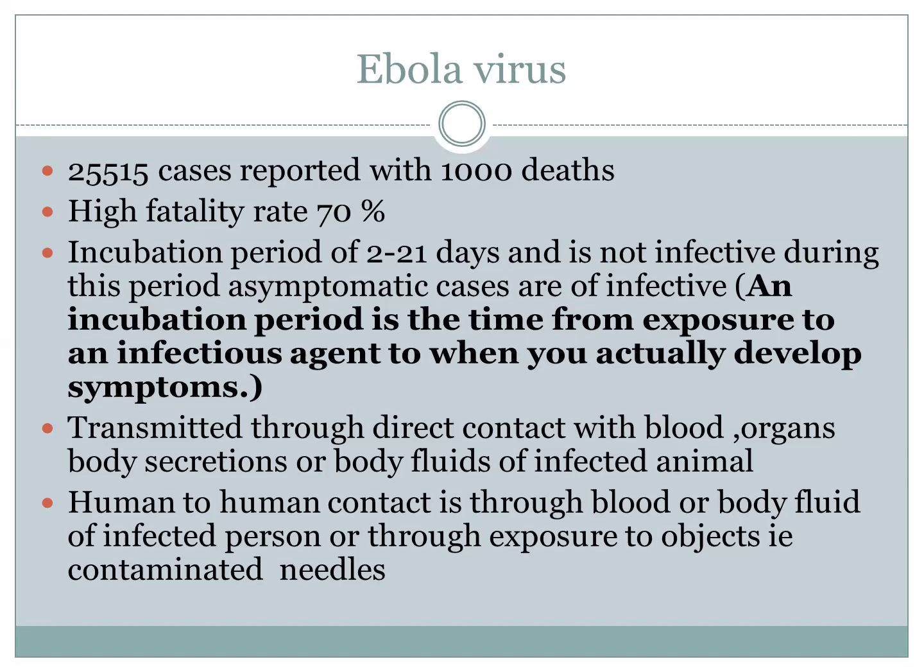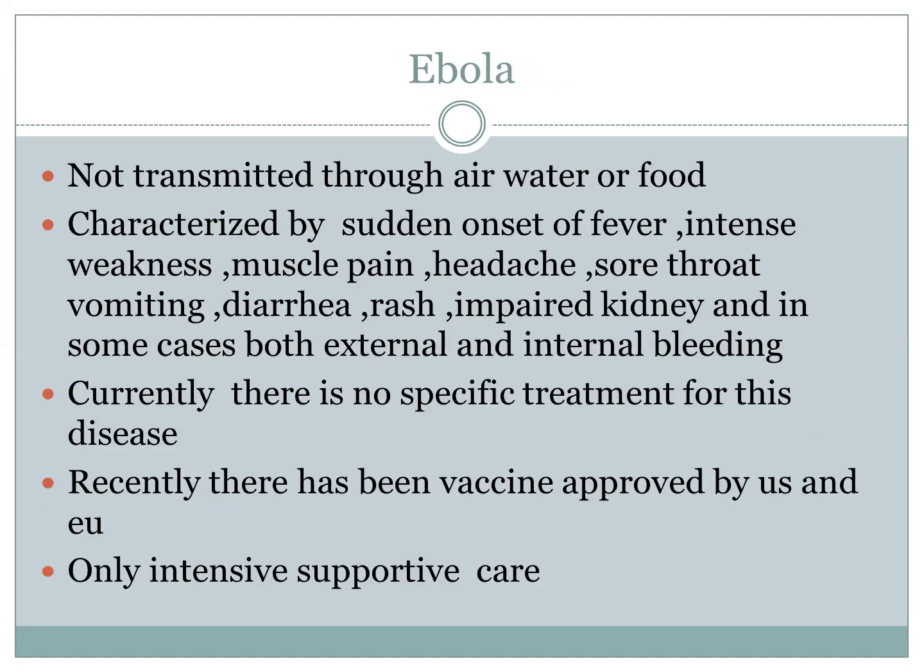It is transmitted through direct contact with blood, organs, secretions, or bodily fluids of infected animals. Human to human contact is through bodily fluid, blood of an infected person, or through exposure to objects such as contaminated needles. It is not transmitted through air, water, or food. It is characterized by sudden onset of fever, intense weakness, muscle pain, headaches, sore throat, vomiting, diarrhea, rash, impaired kidney function, and in some cases external and internal bleeding.